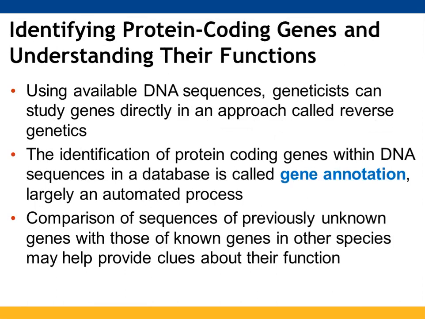Once we have these DNA sequences, we can better examine the genes using what we call reverse genetics. Being able to identify protein coding genes, because not all the DNA is going to code for proteins, is known as gene annotation, and that is pretty much automated. By comparing the sequences of unknown genes with those of known genes in other species, we might better understand what their function is.